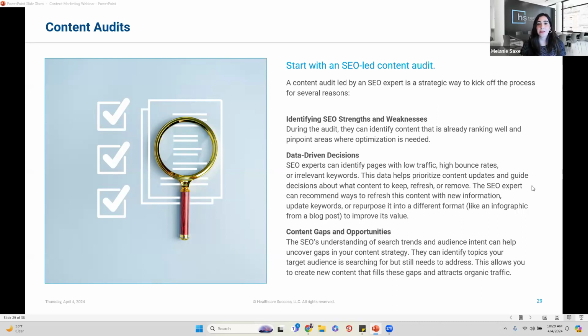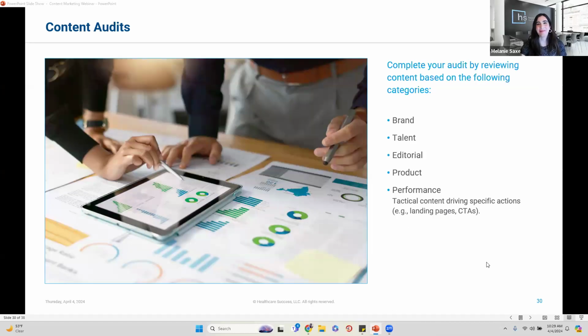And then again, SEO can help with content gaps and opportunities. An SEO's understanding of search trends and audience intent can help you uncover gaps in your content strategy. It is a type of content gap analysis that is valuable. They can identify topics your target audience is searching for, but you still need to address. This allows you to create new content that fills these gaps and attracts organic traffic. So that's essentially my speech on SEO and why I think, again, this shouldn't be siloed. If you're doing it right, it should be smooth and integrated.